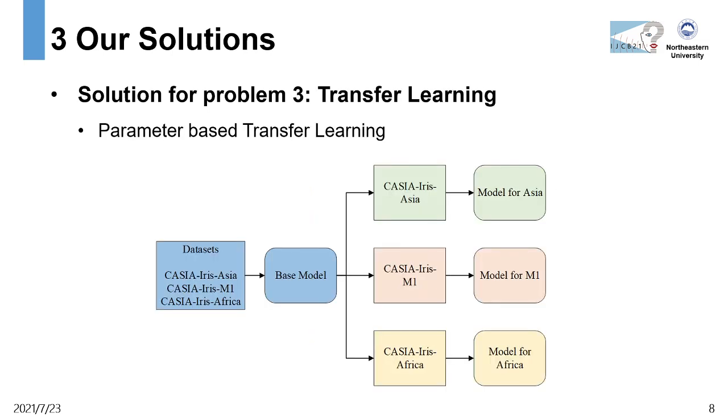Finally, for problem 3, we need to solve the problem of the scarcity of the training dataset and further improve the performance of our method. So, we train a base model from all the datasets, then we fine-tune the base model on each different dataset.